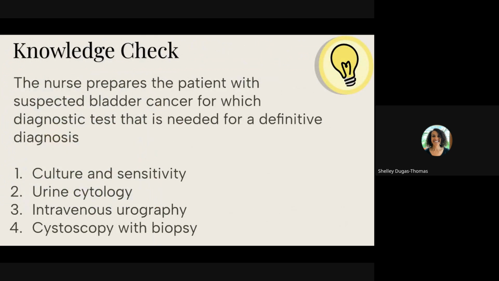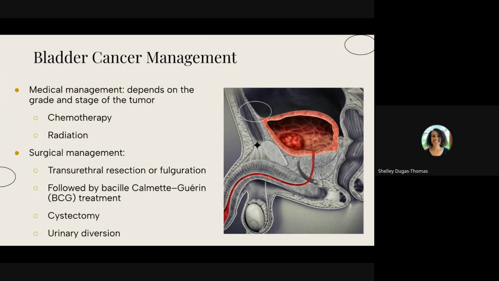So the answer to this is 4. Cystoscopy with biopsy, or examination of the bladder with a scope, is used to make a definitive diagnosis. This is coupled with a biopsy of any lesions that are discovered through the examination. Prior to treatment, a biopsy is done to determine the depth of invasion.